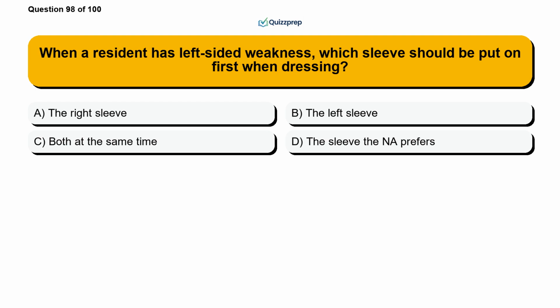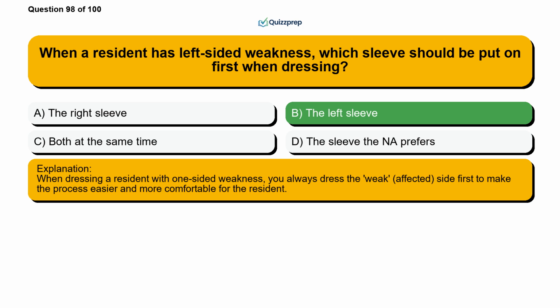Question 98. When a resident has left-sided weakness, which sleeve should be put on first when dressing? Option A, the right sleeve. Option B, the left sleeve. Option C, both at the same time. Option D, the sleeve the NA prefers. The correct answer is option B, the left sleeve. When dressing a resident with one-sided weakness, you always dress the weak, affected side first to make the process easier and more comfortable for the resident.